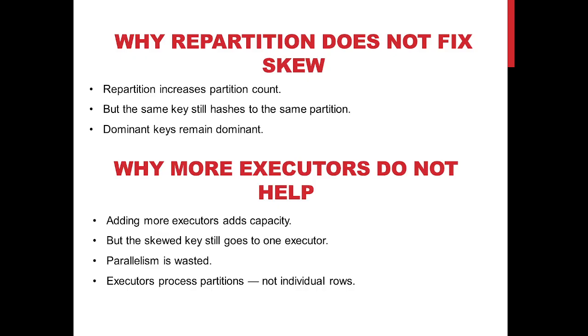So why does repartition not fix the skew? This is a common mistake, that people increase partitions. They use repartition, but repartition still uses hash partitioning. So it's using the same key, same hash, same partition. So dominant keys remain dominant. You increase partitions, but the heavy key still goes to one place. So in short, repartition only changes count. It does not change key dominance.